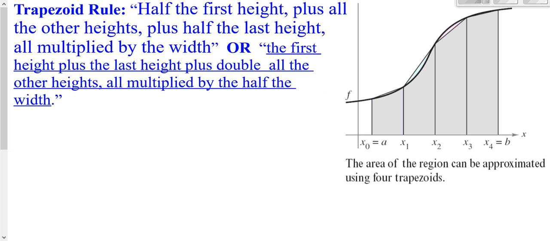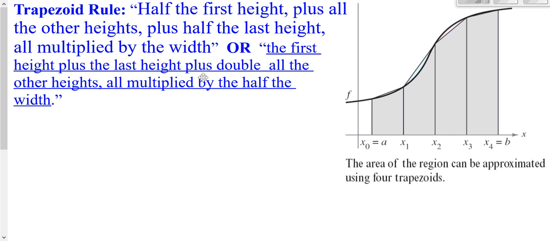And then there's your trapezoid. There's a couple ways you can look at your trapezoid. You could say it's half the first height plus all your other heights plus half the last height, all multiplied by the width. Or you could say it's the first height plus double all the other heights plus the last height, and then all multiplied by half the width.